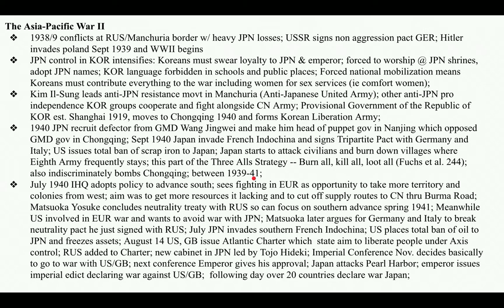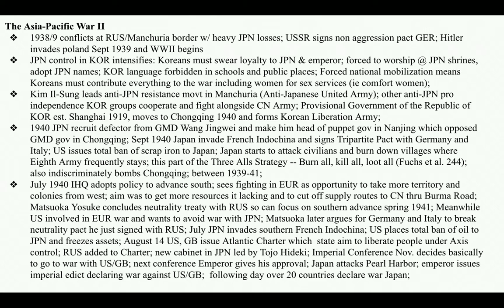In July 1940, the Imperial Headquarters adopted a policy of also carrying the war south. It saw the fighting in Europe as an opportunity to take more territory and colonies from the West and to make up for resources which it was sorely lacking, partly due to trade embargoes placed on it by the U.S. And it also saw this as a way to cut off supply routes to China through the Burma Road. China was getting support from outside Western nations, as I mentioned, and this was allowing it partly to carry on the war against Japan, so it wanted to cut this off as well. So you can see already how Japan's policy in China has brought it squarely into conflict with the U.S. and Great Britain especially.